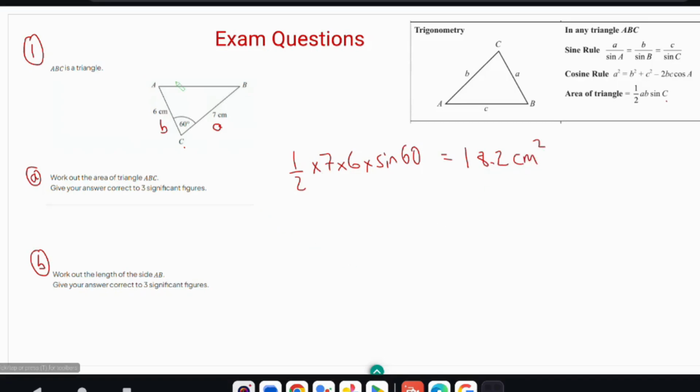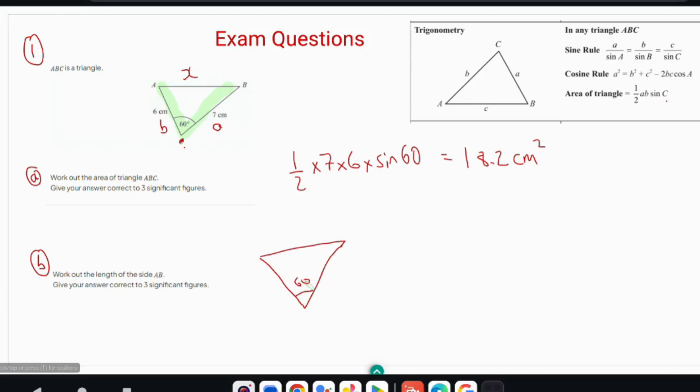B, work out the length AB. Have we got 2 pairs of opposites? We have 1. We do not have any more. So it must be cosine, and I know it is because we've got the angle sandwiched between 2 lengths. I'm going to change my lettering though. In fact, I'll just draw the triangle out again.